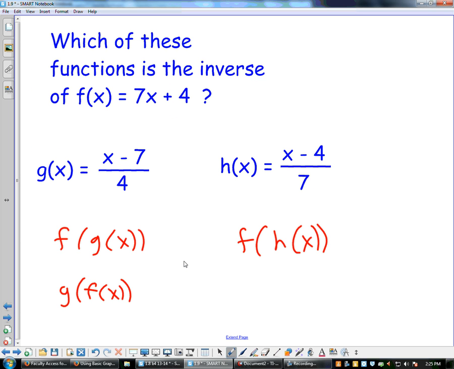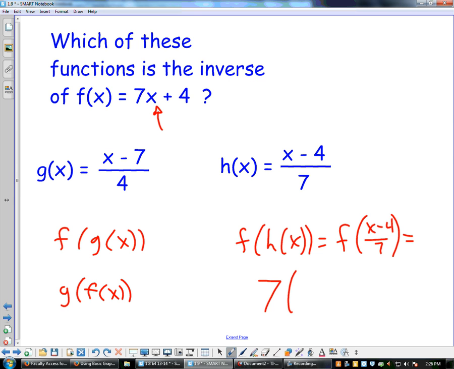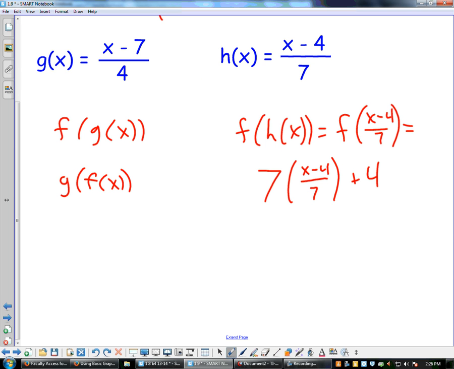All right, do you have an answer? Which one works? H of x is the inverse? So f of h of x, I'm sorry. F of h of x is going to be f of x minus 4 over 7, and I have to plug that in right here. So I want 7 times x minus 4 over 7 plus 4. Does that look right?